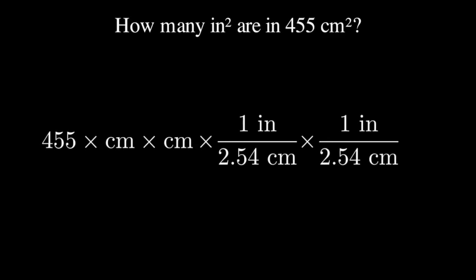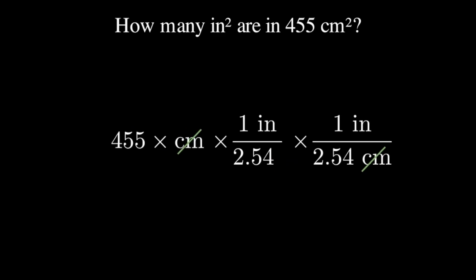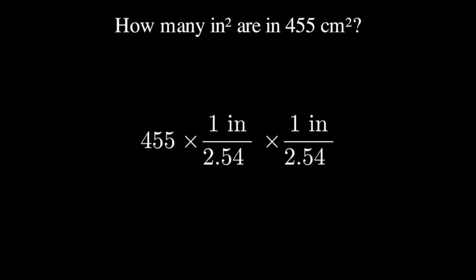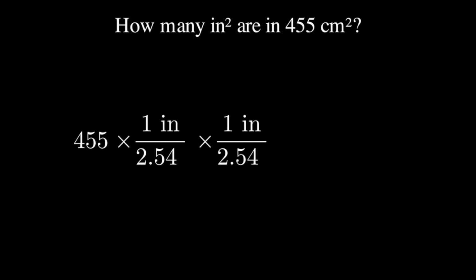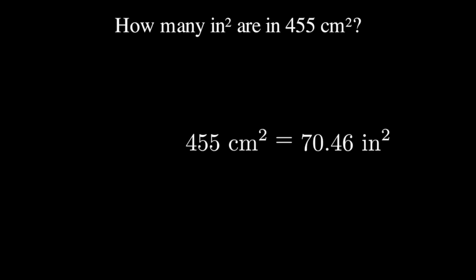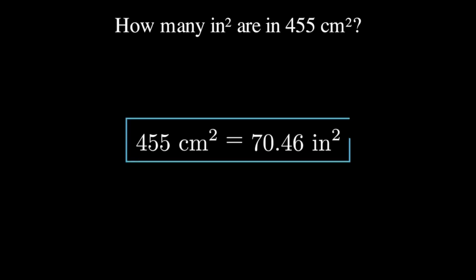We know that there are 2.54 centimeters in 1 inch, and since we are looking for inches squared, we should multiply our original value by the same conversion factor twice. We can cancel out the centimeters, leaving us with inches times inches, or inches squared, which is what we are looking for. After doing the math, we get our final answer of 70.46 square inches in 455 square centimeters.